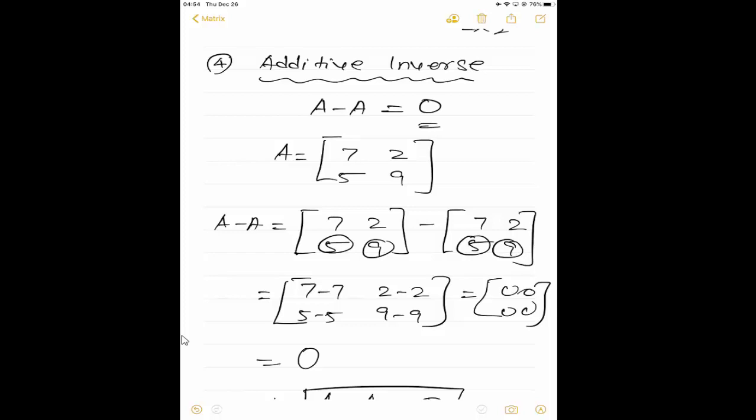Hope you got a clear picture about how to add the matrix, how to subtract the matrix, and these four properties. That's the end of this video.